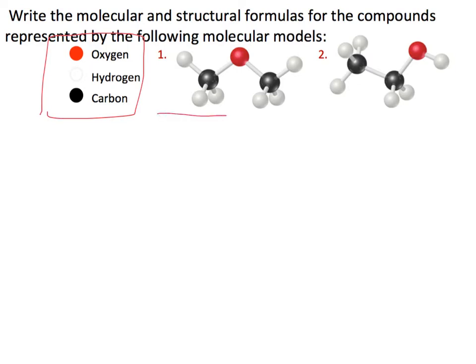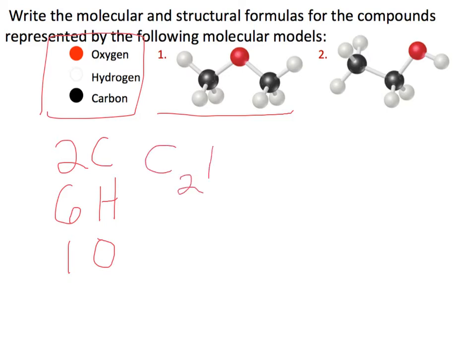And so if we look at this first example, what we see is that we have 2 black spheres, so it's 2 carbons. We have 6 white spheres, so we have 6 hydrogens. And we have 1 red sphere, so we have 1 oxygen. Okay, so we're looking for the molecular and structural formula. Well, the molecular formula then is just C2H6O. Okay, and if we draw the actual structural formula, that's just showing the bonds that are connected.